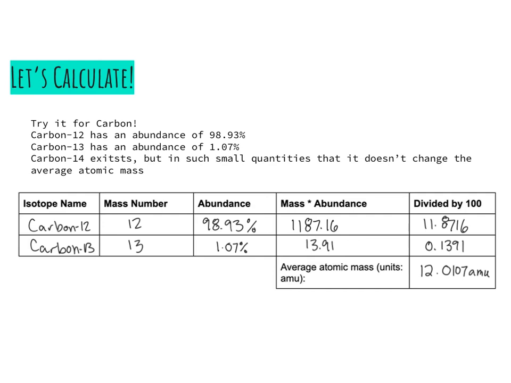So that's how you calculate the average atomic mass for an element and all of its isotopes that have abundances on Earth. Now try it on your own and see if you can do this without the chart. You're just going to multiply the mass number by the abundance, divide by 100, and add all those partial masses together to get the weighted average, the average atomic mass. Good luck, you've got this.